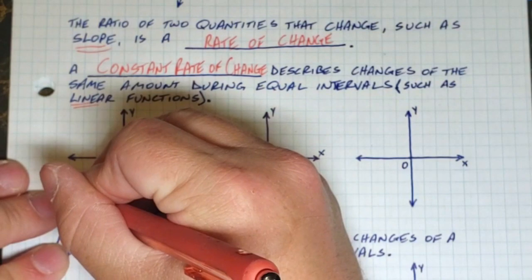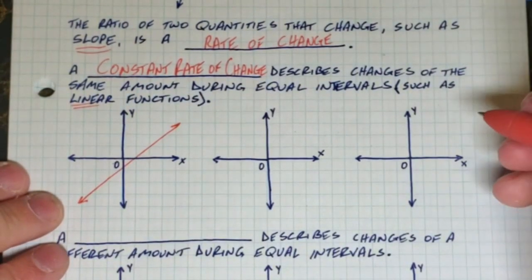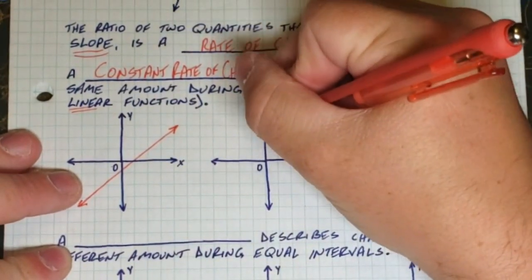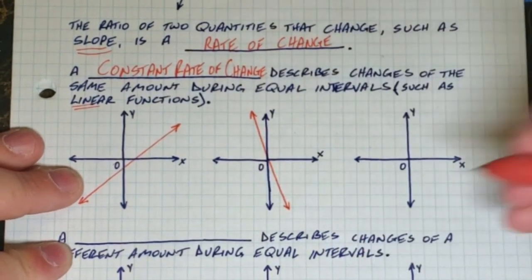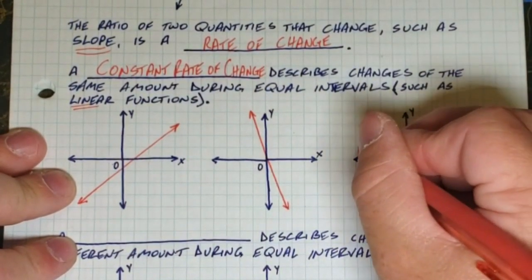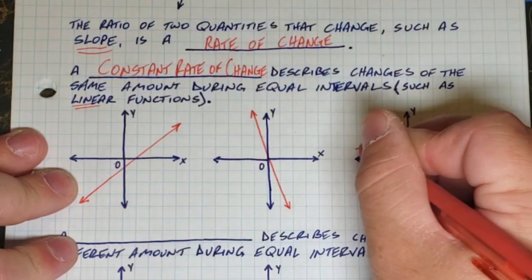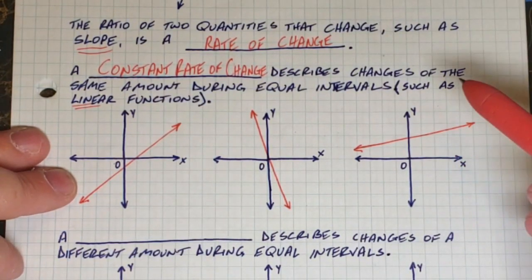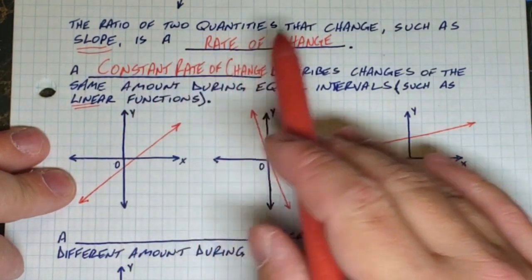Okay? So if you had this graph right here, that is an example of a constant rate of change. Even if it's negative, this is still a constant rate of change. It doesn't even have to be that dramatic. Even if it barely slopes up at all, if it is a straight line, that is an example of a constant rate of change. So all 3 of these are examples of constant rates of change.